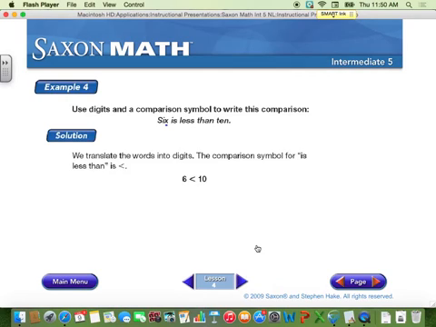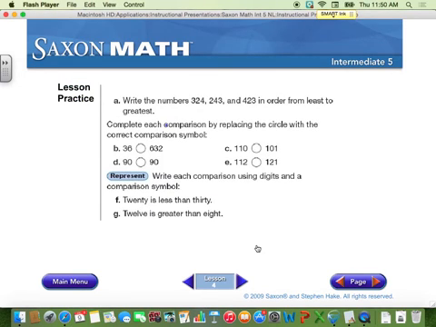So now what I want you to do is to look at your lesson practice sheet. On number A, you're going to write the numbers in order from least to greatest. Sometimes they'll ask you for greatest to least, so you have to make sure you read your problem and know what they're asking you to do. Then in the next part, B through E, you are going to write the comparison symbol. Remember, there's the equal, greater, or lesser. And then on F and G, you are going to write it out using the digit form and not written, and explain those two.